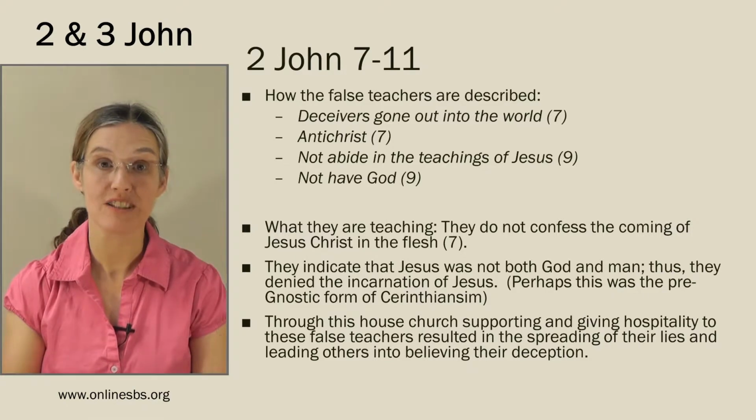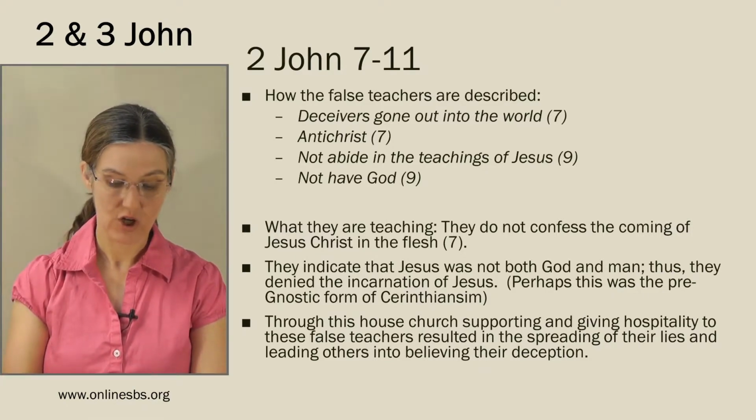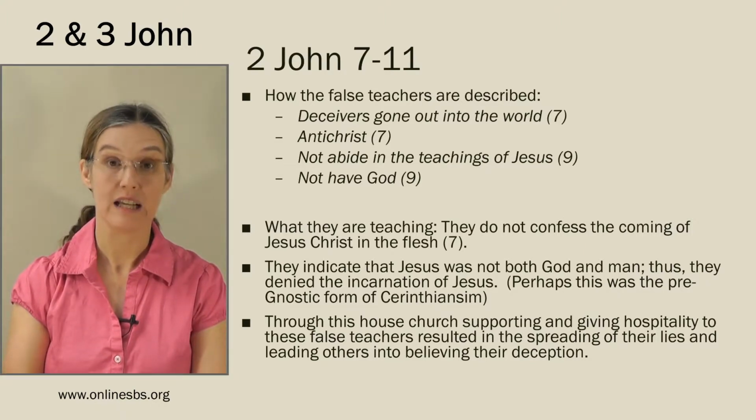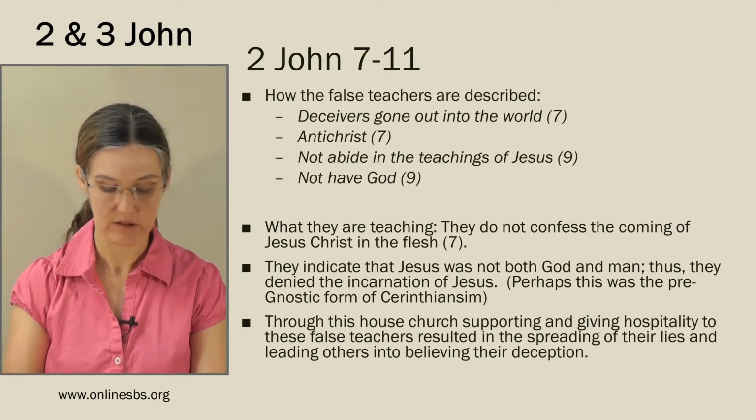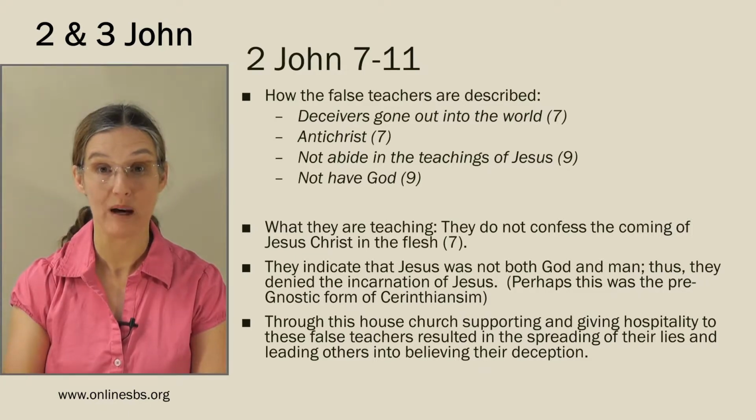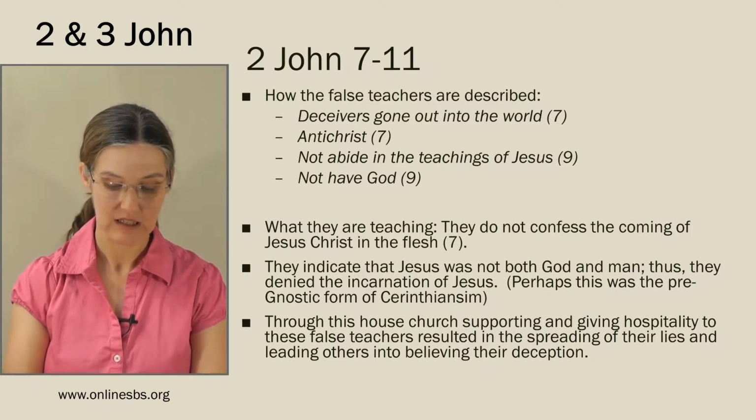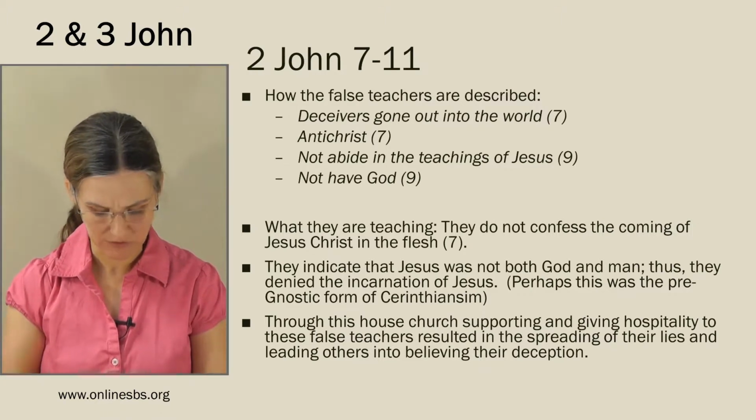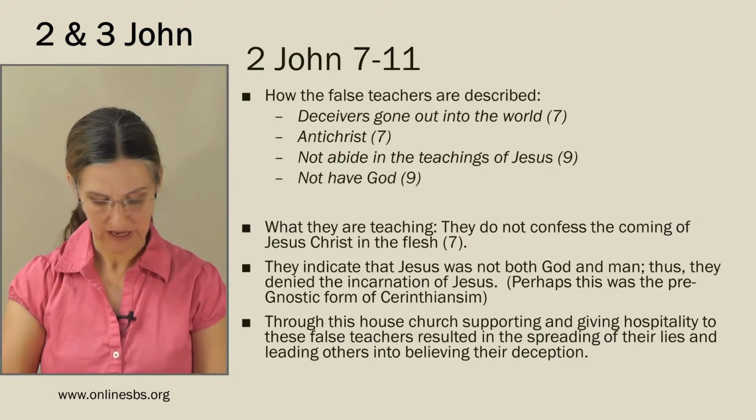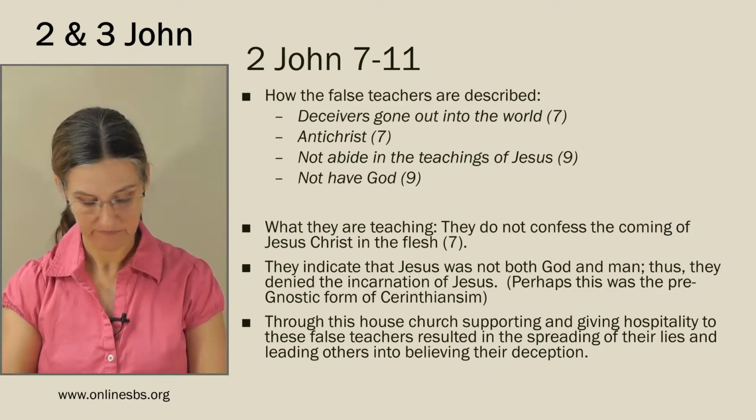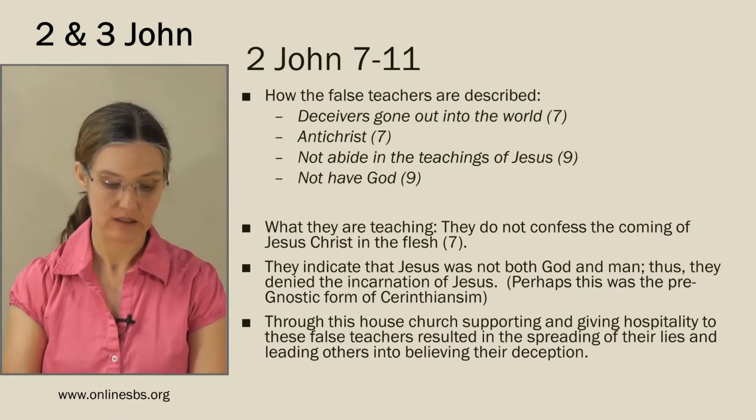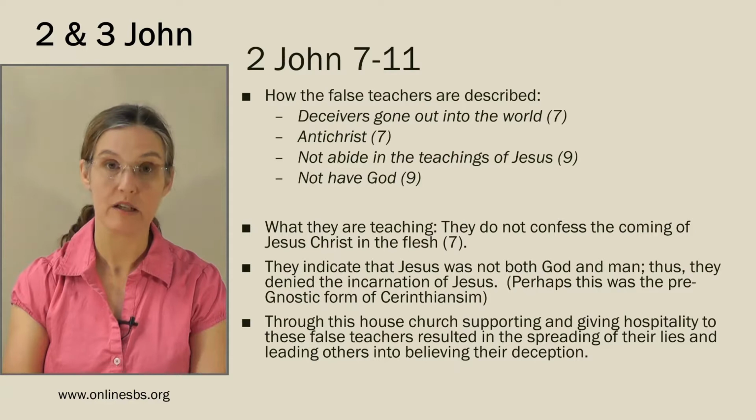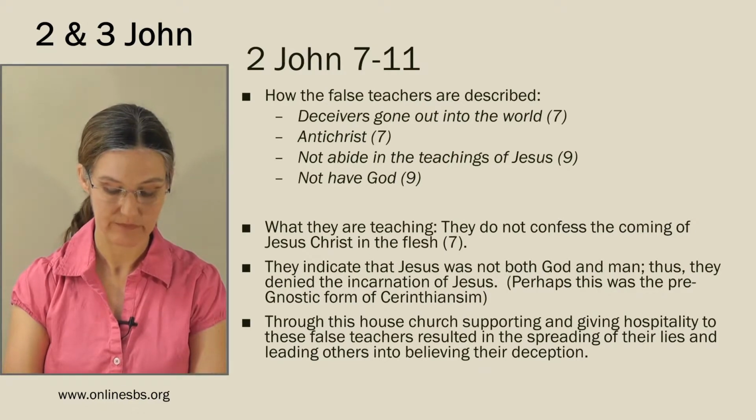So, how are the false teachers described here? John describes them as deceivers going out into the world in verse 7, as Antichrist in verse 7. In verse 9, he says they do not abide in the teachings of Christ, and he implies in verse 9 that they do not have God. And also in verse 11, they have wicked works. So what are they teaching? In verse 7, we can find out that they do not confess the coming of Jesus Christ in the flesh.